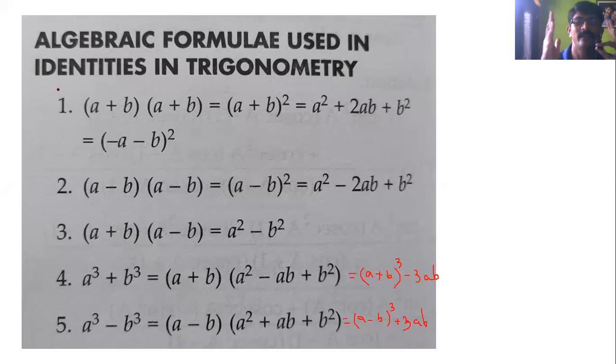See, guys, understand, whenever we are using identities, identities can come from any corner. It can come from the 9th standard, it can come from 7th standard. See, that's not important. The important thing is you must know what the identities are. That's it. Please write down these identities. I hope you have finished writing these identities in your book.